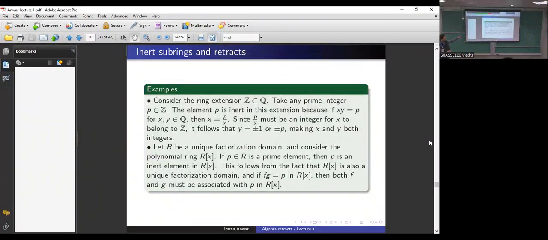Here we are talking about the inert element inside R[x]. Okay, things are clear.